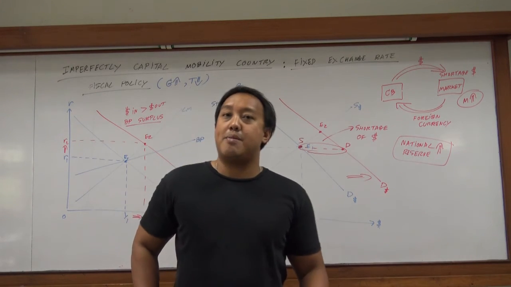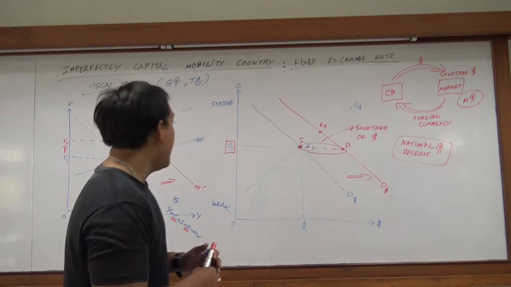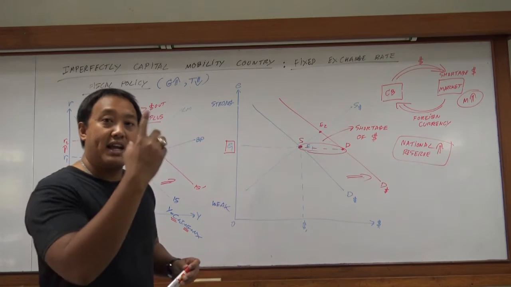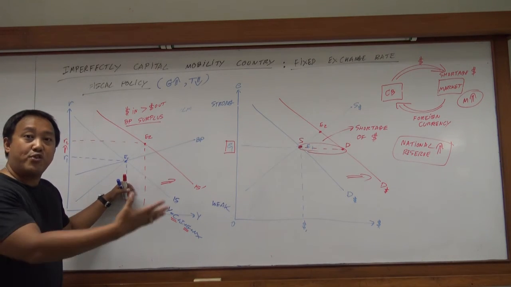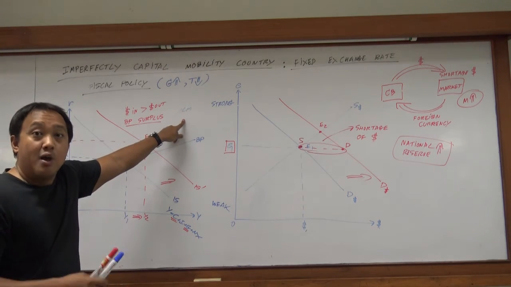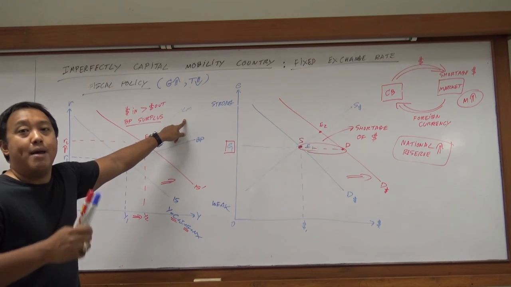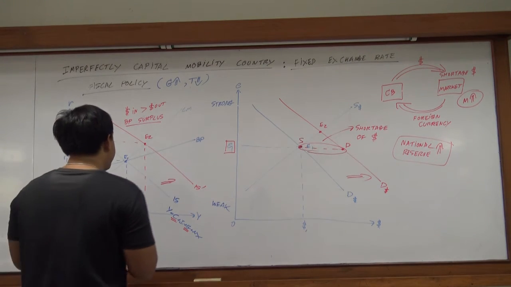When they sell more US dollars into the market, it means that the amount of money in the market is going to be increasing. When the amount of money in the market increases, the LM curve is going to shift to the right. Remember that the LM curve represents equilibrium in the money market. When the money supply in the market, capital M, increases, the LM curve is going to shift to the right.